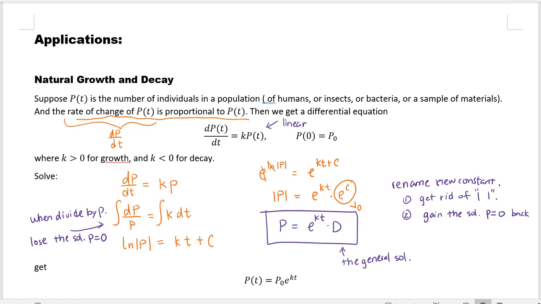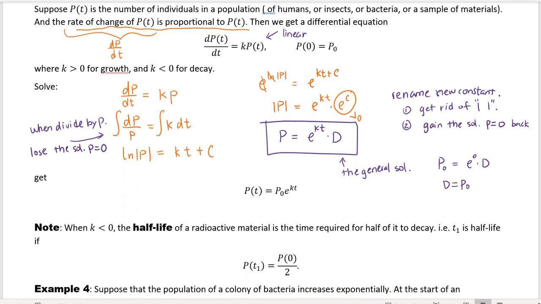Alright, and we can now plug in the initial condition, P of 0. So P0 equals e to the 0 times D, but e to the 0 is 1, so we get D equals P0. Now we plug in D equals P0, then we get this solution. Okay, so this is the solution of population growth.